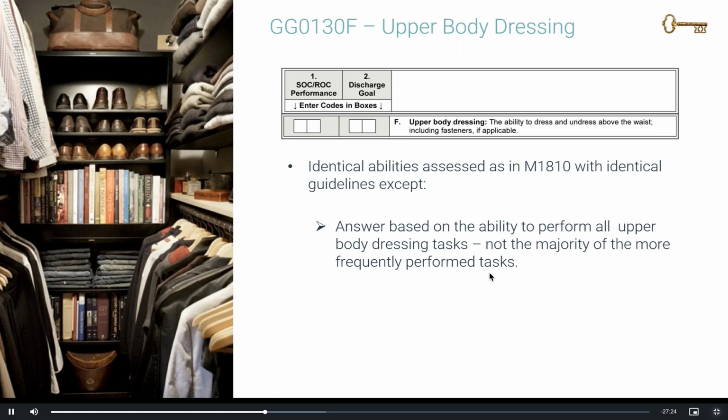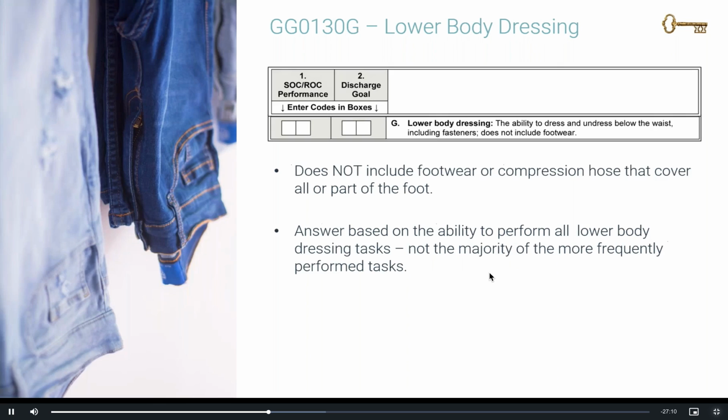So I'm looking at that whole combination of everything involved for dressing and answering based on that as a whole package, not splitting it out to certain activities done more often or certain clothing that's put on and majority. That doesn't apply with these GG items.